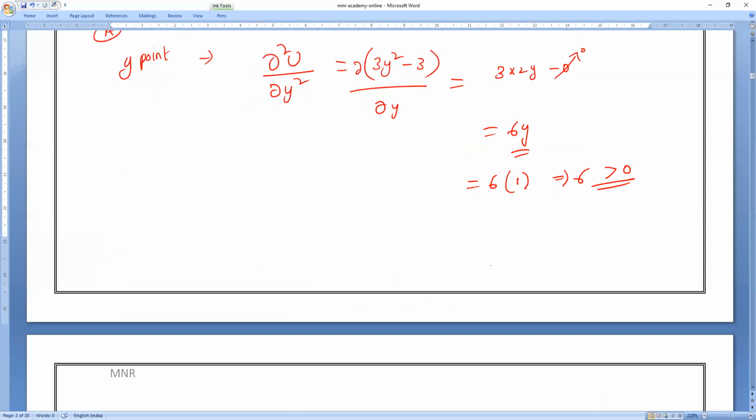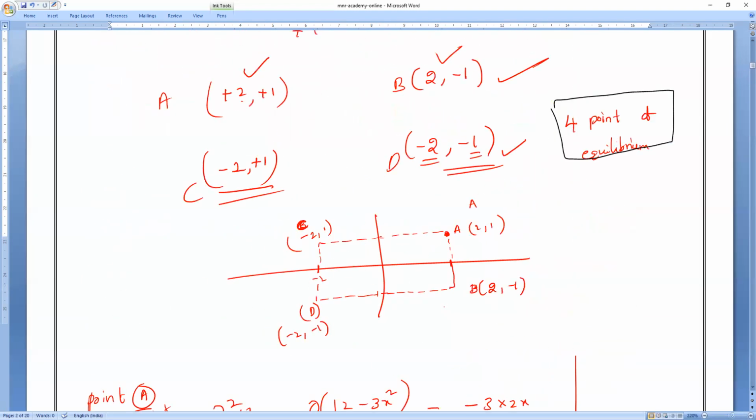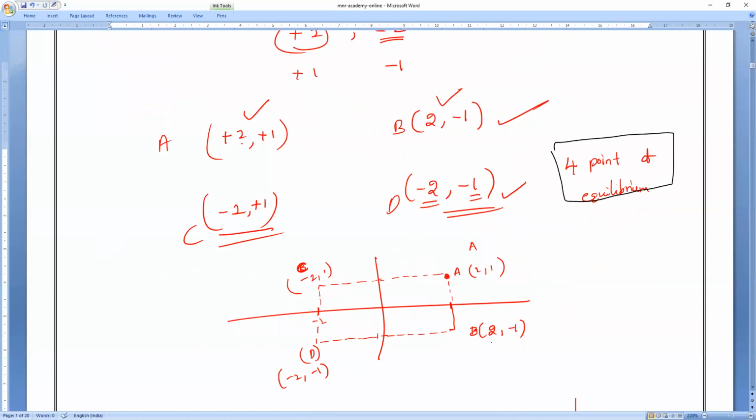Greater than 0. So it means U is what? U is minimum. So is that stable or unstable? It is stable. Clear, everybody? Stable. So observe very carefully at point A itself, what does it mean?